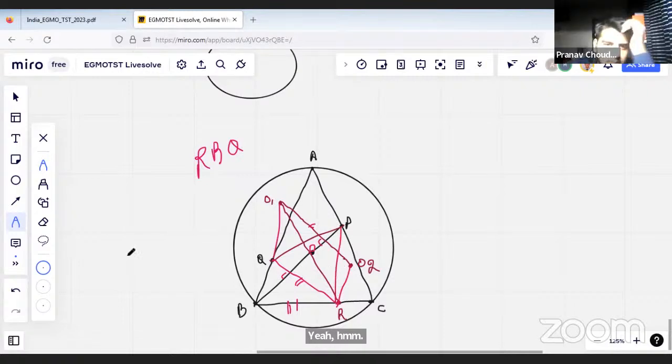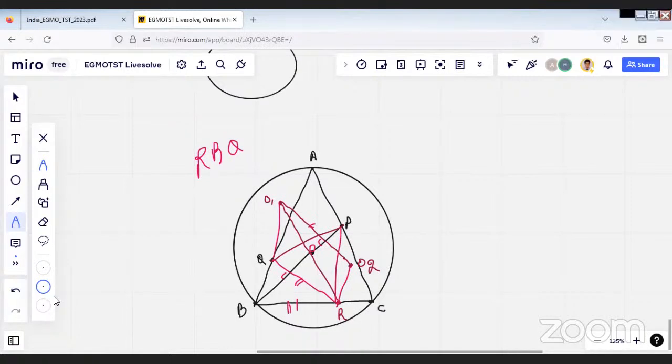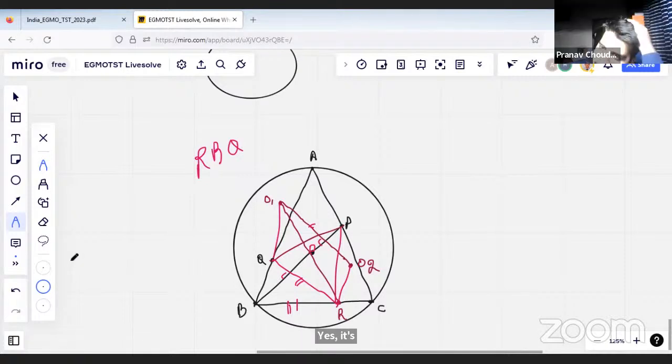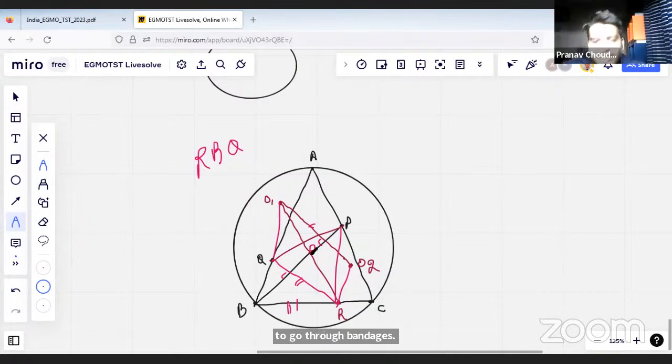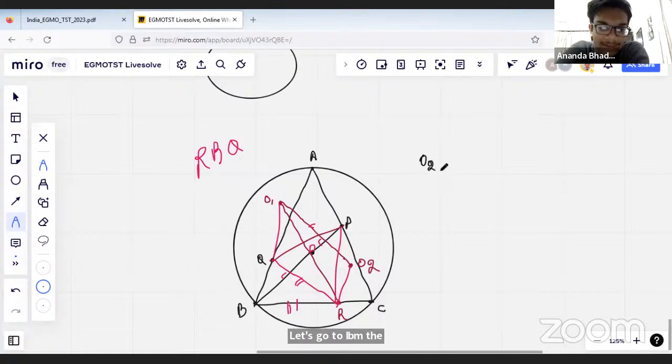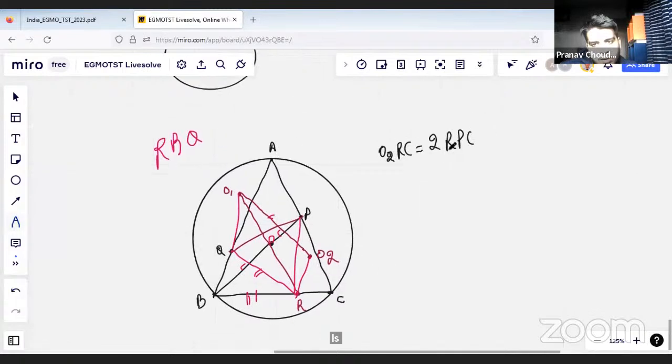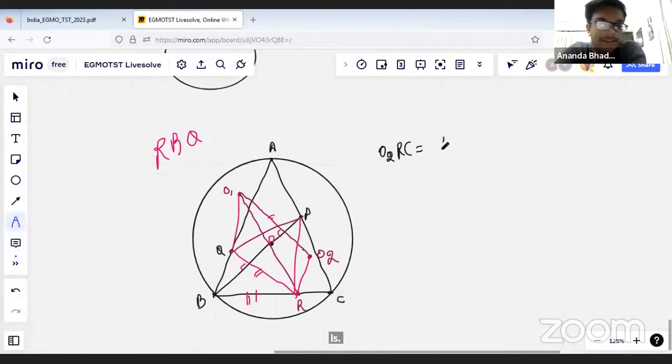I guess we can do this. Atul, we can do this, right? Yes, it's equivalent. So we are done, right? Or do you want us to go through the angle chase? Yeah, let's just do that. Skip it if you want. Let's just skip it. Okay, sure. Angle O to RC is 2 RPC, 90 minus RPC, right? 90 minus RPC.